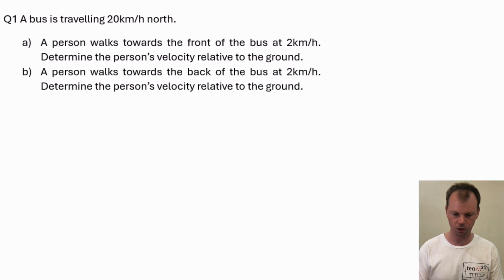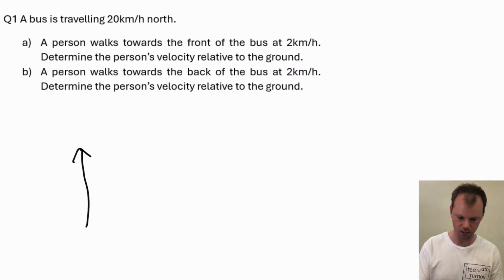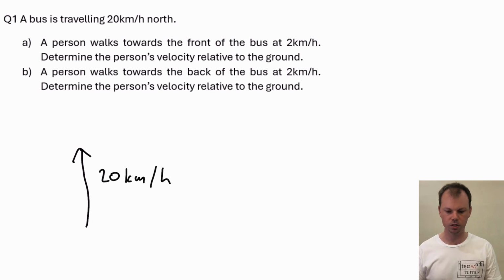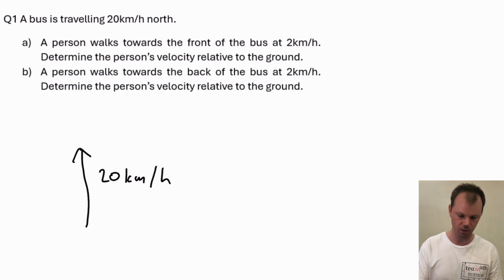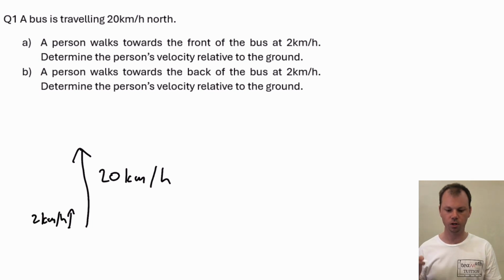Here we've got a bus traveling 20 kilometers an hour north. So we've got the bus, it's going 20 kilometers per hour. A person walks towards the front of the bus at 2 kilometers per hour, so they're walking north at 2 kilometers per hour. Determine the person's velocity relative to the ground.